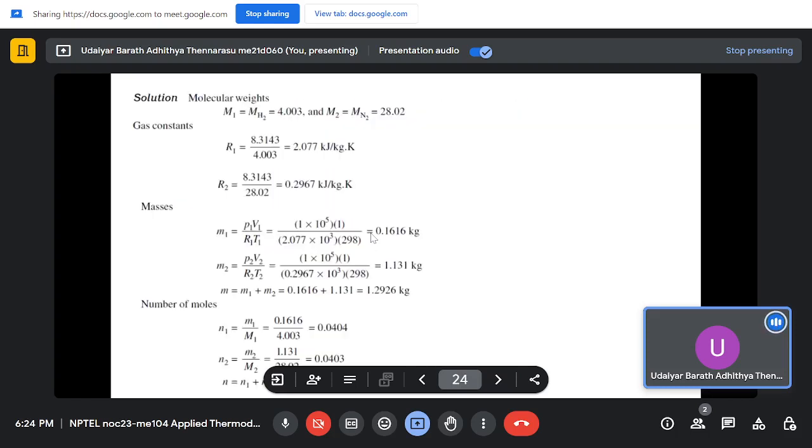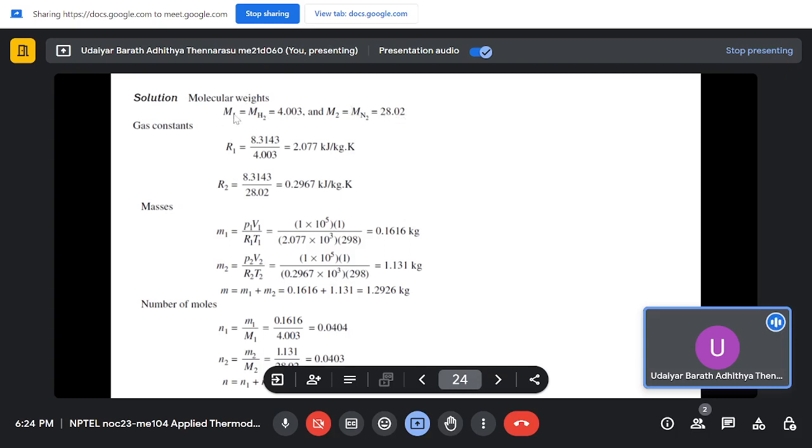It's just a similar problem, but instead of taking water vapor and air, we are taking hydrogen and nitrogen. So the molecular weights of hydrogen is 4 and nitrogen is 28.